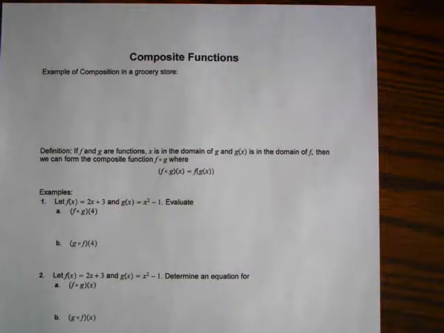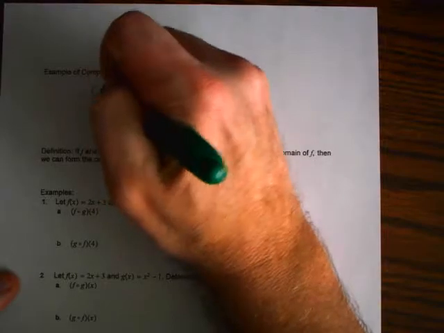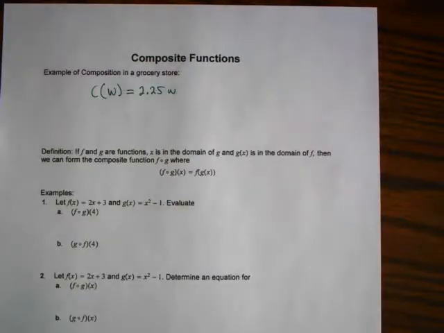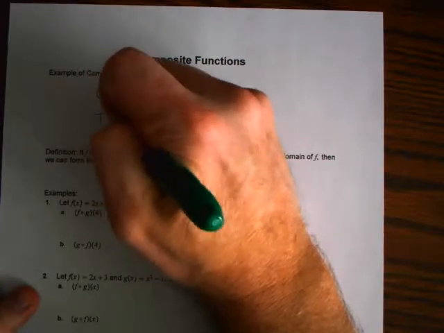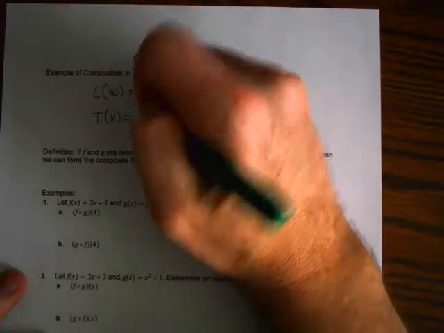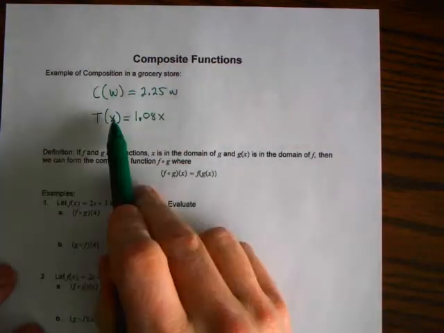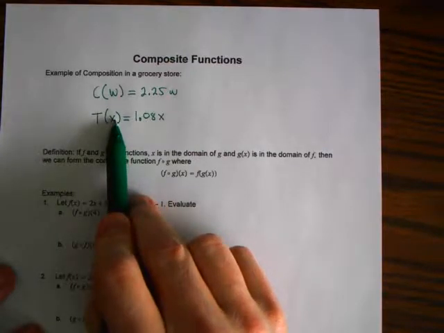Well, when I go to pay for that candy, the first thing they do is they weigh it, and then they get the cost of the candy. So the cost as a function of weight is $2.25 per pound. So they take $2.25 and they multiply it by whatever the weight is, and that gives them the cost of the candy. However, that's not how much I pay, because after that I have to pay taxes. So tax is 8%, so I pay 1.08x, where x is how much something is going to cost.